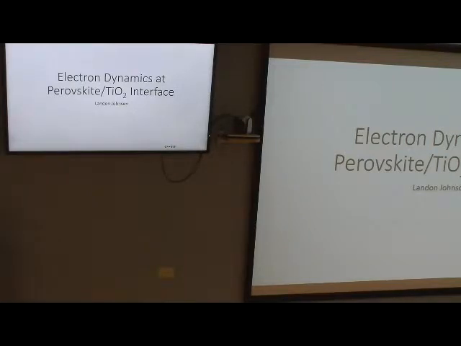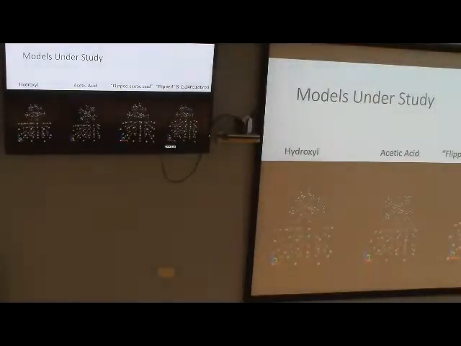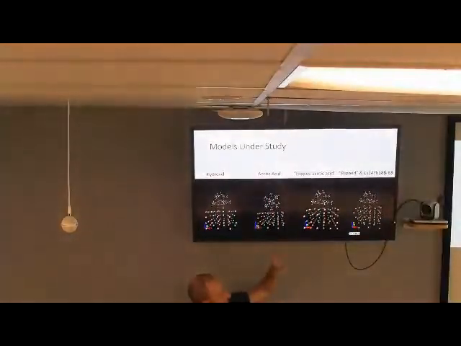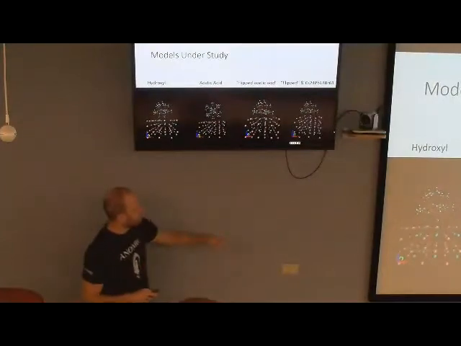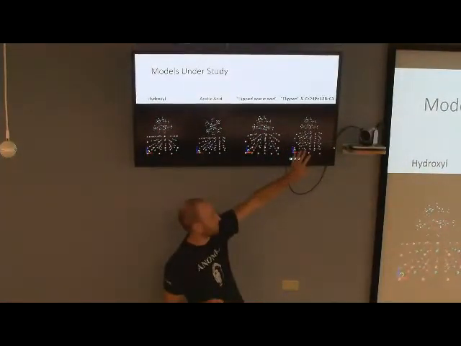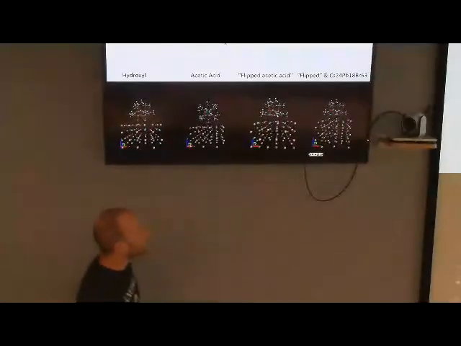So, thanks for the introduction. I'm going to be talking about exactly that. The systems that I am looking at in particular are all perovskite and titanium dioxide. The differences between them are the linker groups on the titanium dioxide. There are hydroxyl linker groups, acetic acid linker groups, a kind of flipped acetic acid linker group where they're just swung up, and then the same titanium dioxide but with a different perovskite structure.